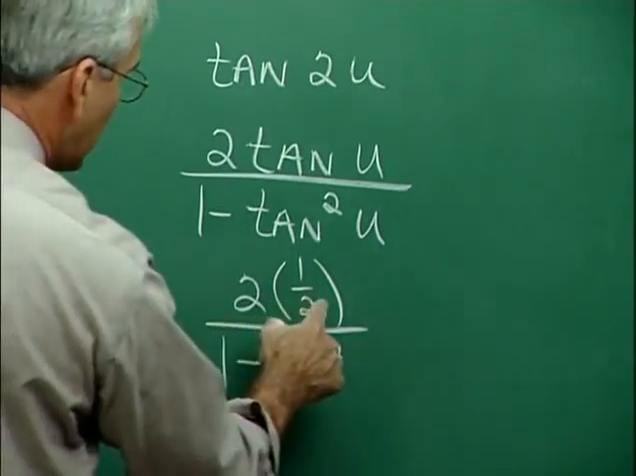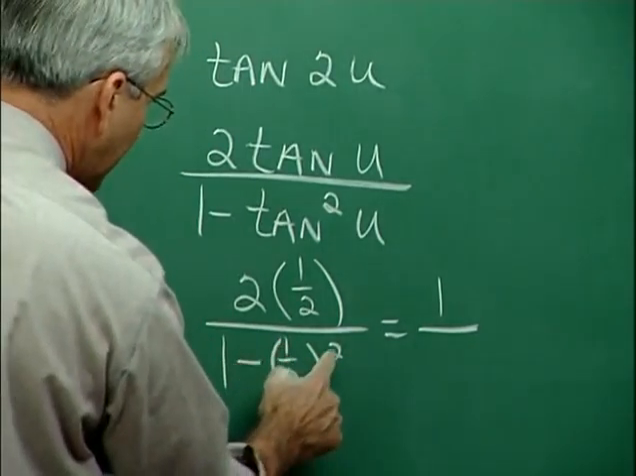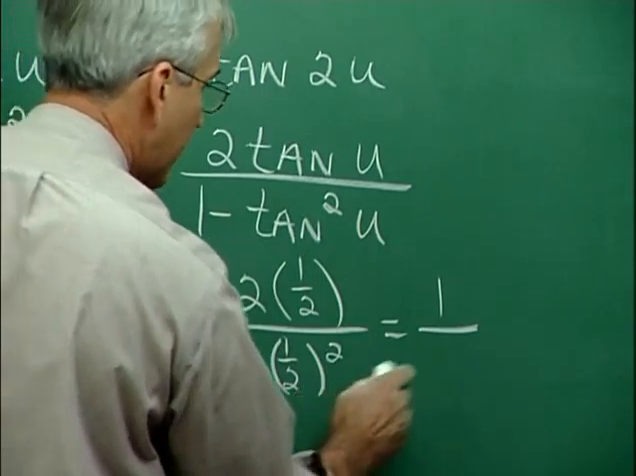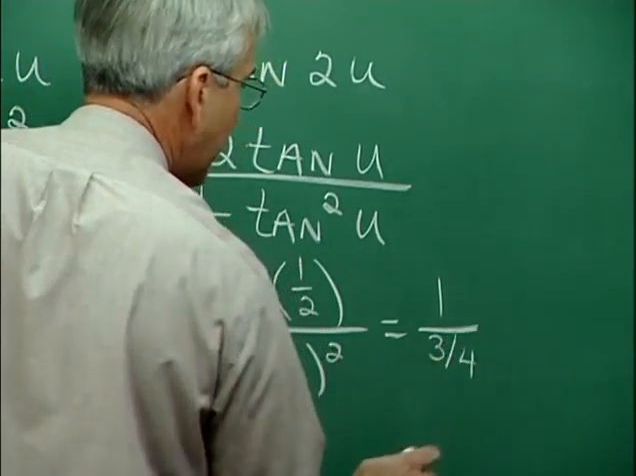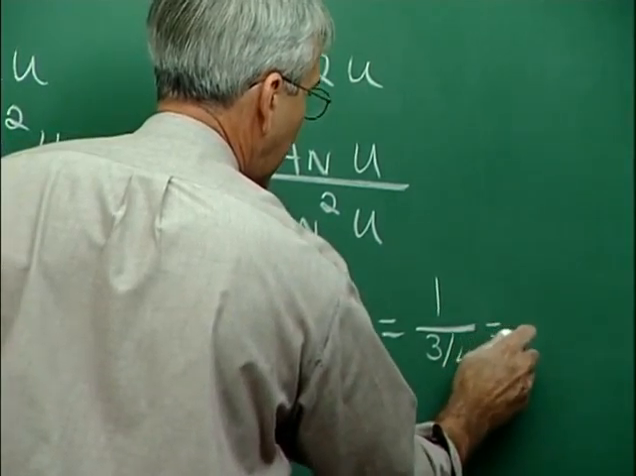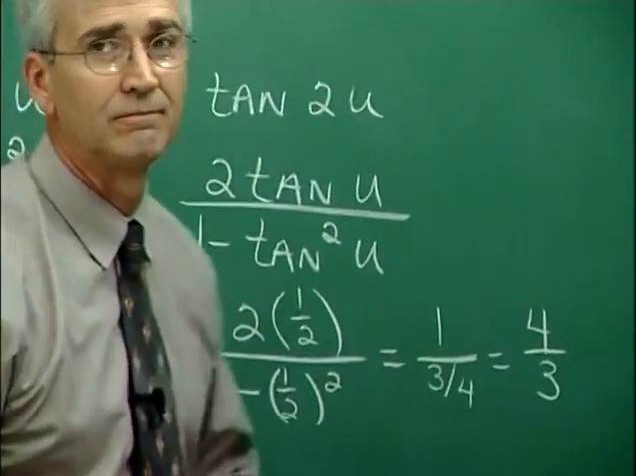So let's see, this is just 1 in the numerator. And in the denominator we have 1/2 squared, which is 1/4. 1 minus 1/4 is 3/4. And 1 divided by 3/4 is 1 times 4/3, or simply 4/3. So 4/3 then for the tangent of 2u.